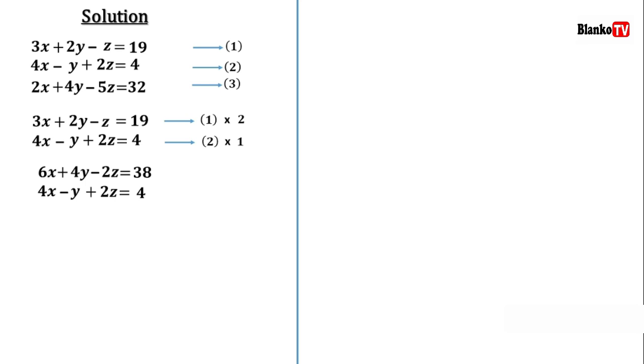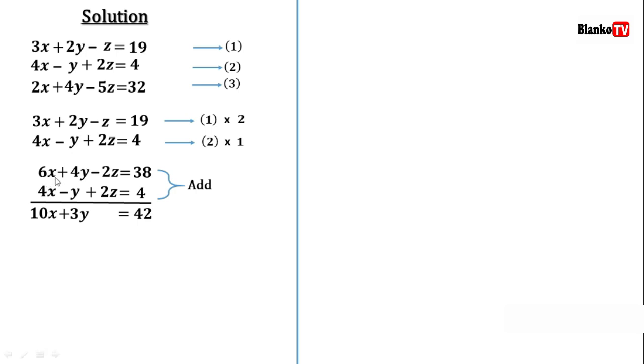So what we do next is we add 6x plus 4y minus 2z equals 38 and 4x minus y plus 2z equals 4. And when we do that, we are going to get 10x plus 3y equals 42.